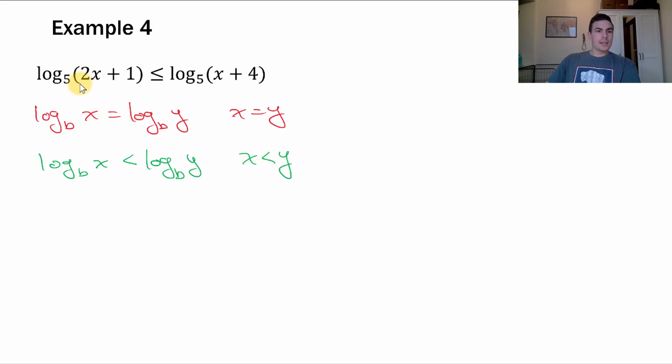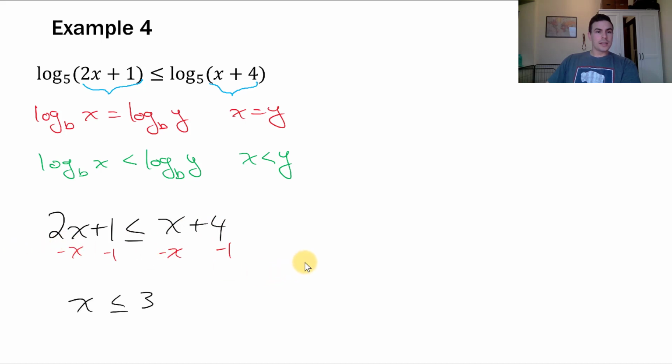So basically, I can just take what's inside my logarithms and set them in the same relationship to each other. So I've got 2x plus 1 is less than or equal to x plus 4. This is kind of an algebra 1 problem at this point, and I just solve for x. I subtract 1 and subtract x from both sides, and I get x is less than or equal to positive 3.